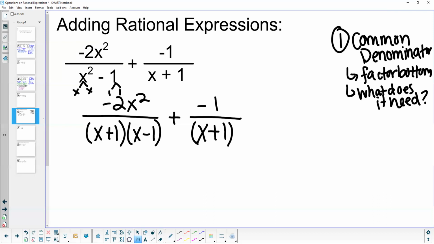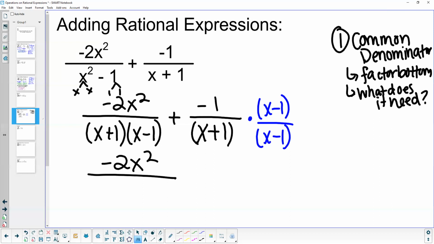The one on the right still needs an x minus 1. So what we have to do is get that common denominator by multiplying by that x minus 1 on the top and on the bottom. So when we multiply by that, the left side's going to stay the same here. However, we can always multiply both sides by something.